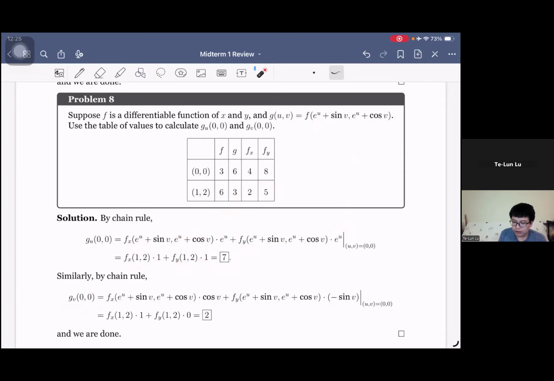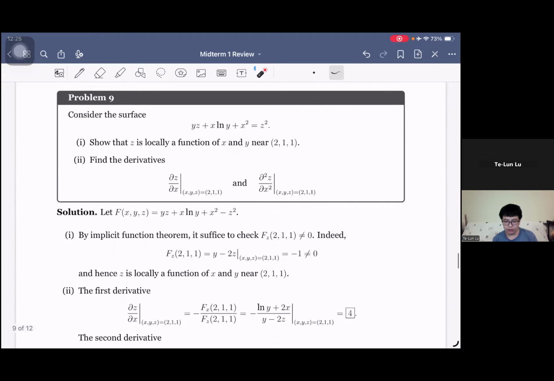The only difference is that we're differentiating x by v here, which gives you cosine v, and differentiating this guy by v here, so you get minus sine v. And eventually, by plugging u and v to be 0, 0, you get f_x(1,2), f_y(1,2), and 1 and 0, which gives us 2 in the v partial derivative. Right? This is a classical application.